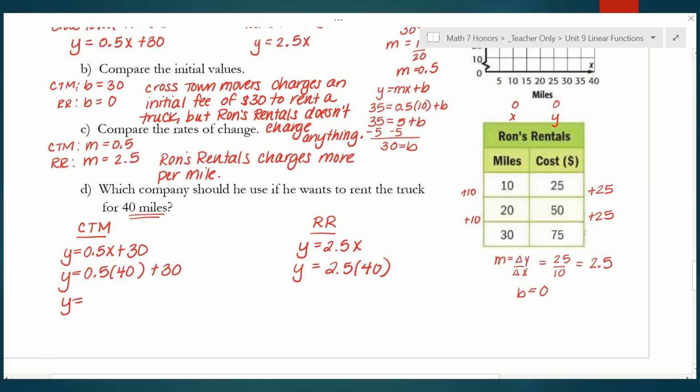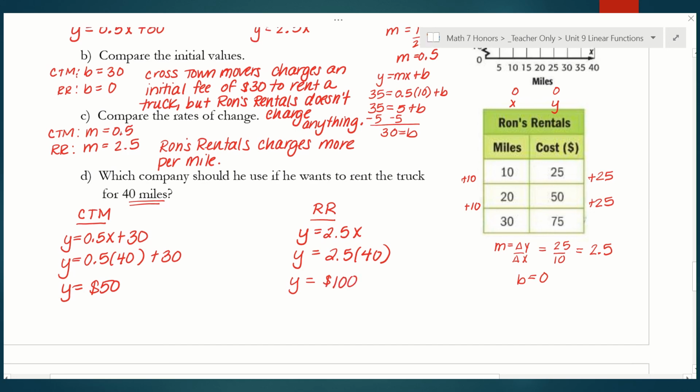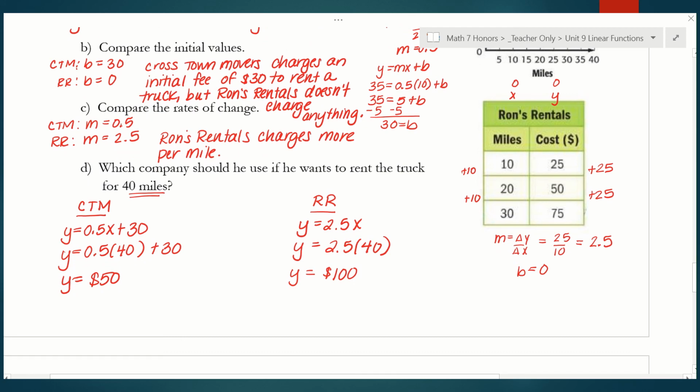Okay, so for Crosstown Movers, 0.5 times 40 plus 30 is $50. So for 40 miles, it's going to cost $50 if you go through Crosstown. If you go through Ron's Rentals, 2.5 times 40 is $100. Wow, quite the difference. So which company should he use? Well, if he's going solely by cost, Crosstown is definitely less expensive. Okay, great job, guys.